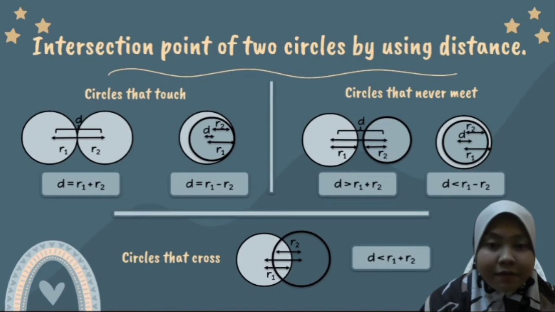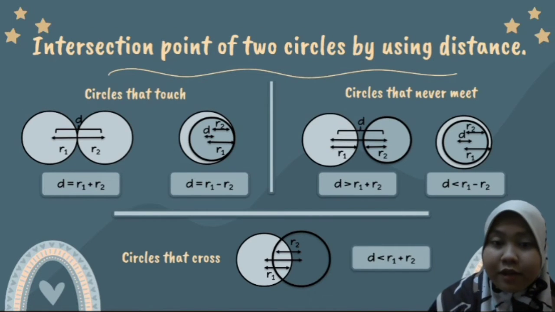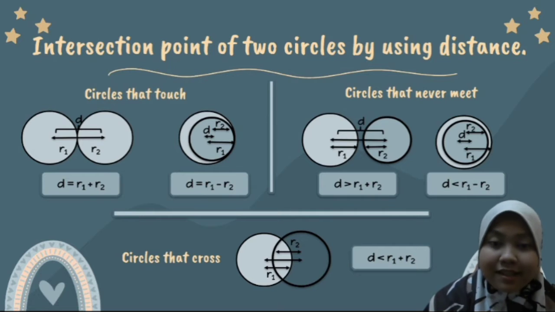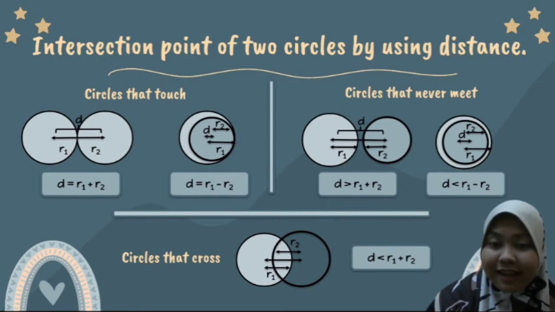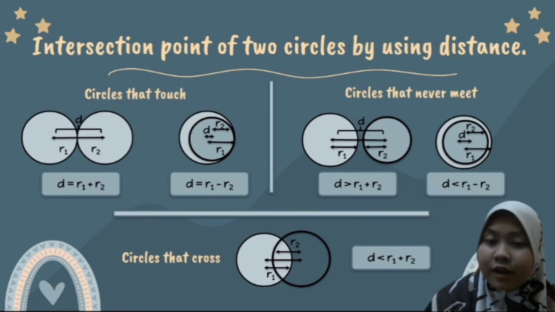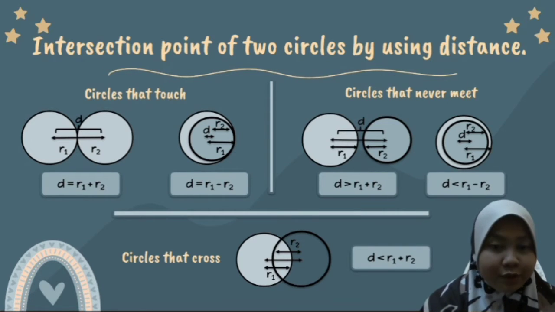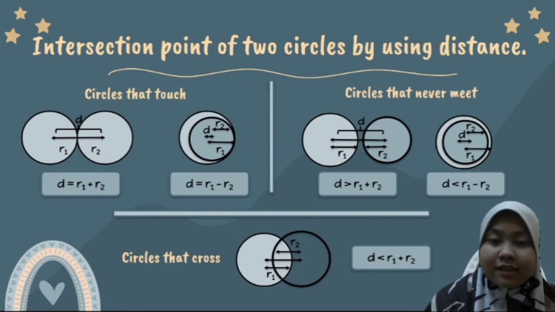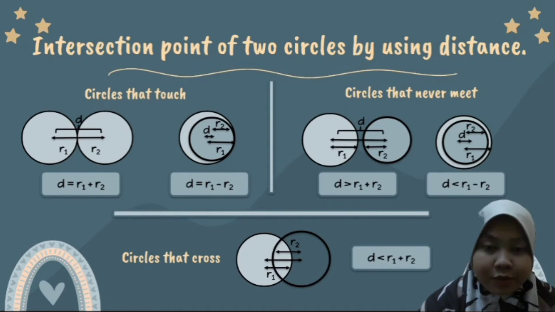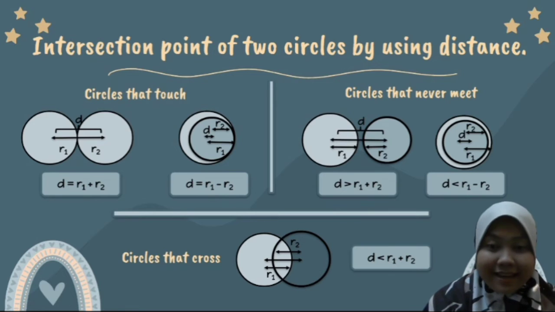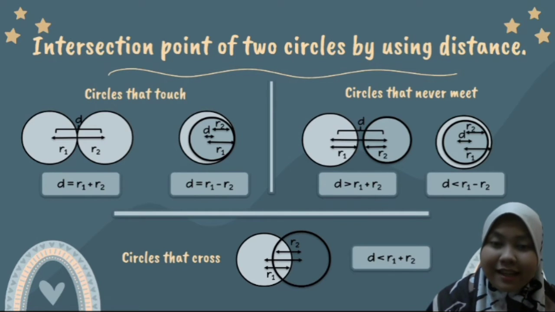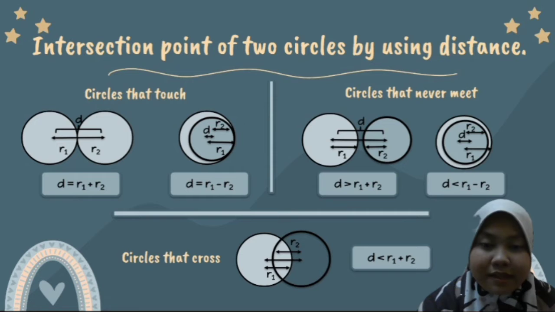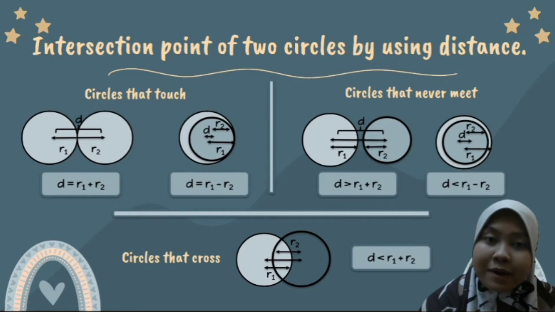Other than that, we can find the intersection point of two circles by using distance. For circles that touch each other, we can use either d equals r1 plus r2 or d equals r1 minus r2. Next, for circles that cross, we will use d is less than r1 plus r2. Finally, for circles that never meet, we can use either d is greater than r1 plus r2 or d is less than r1 minus r2.